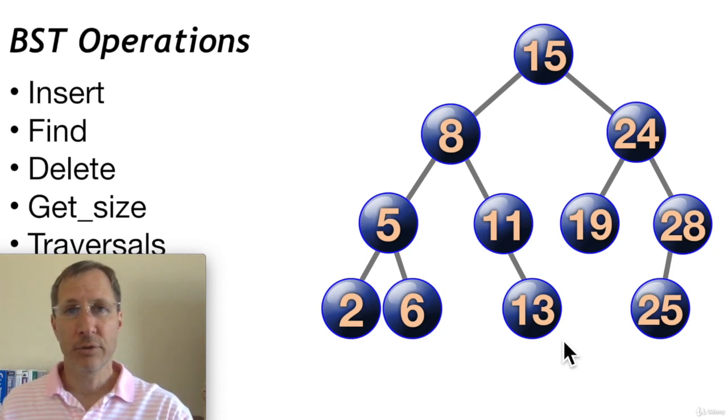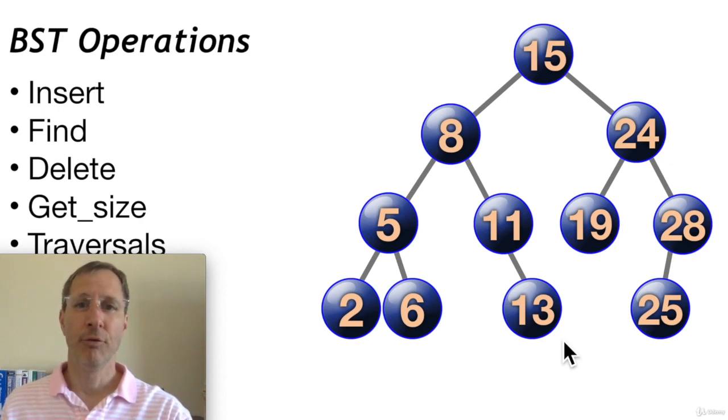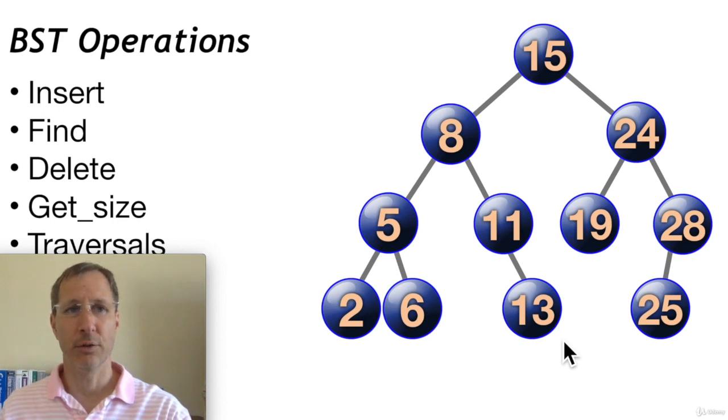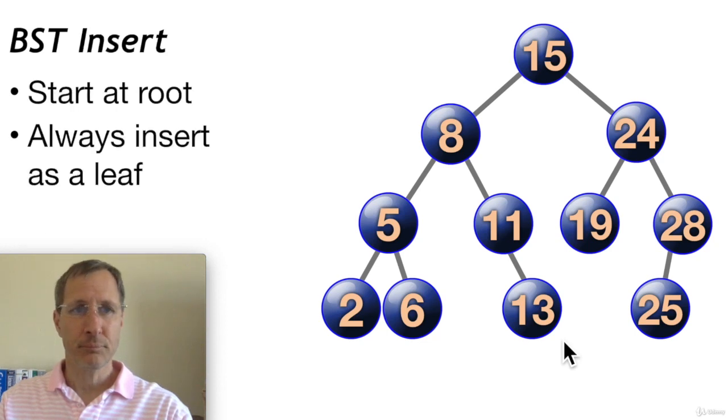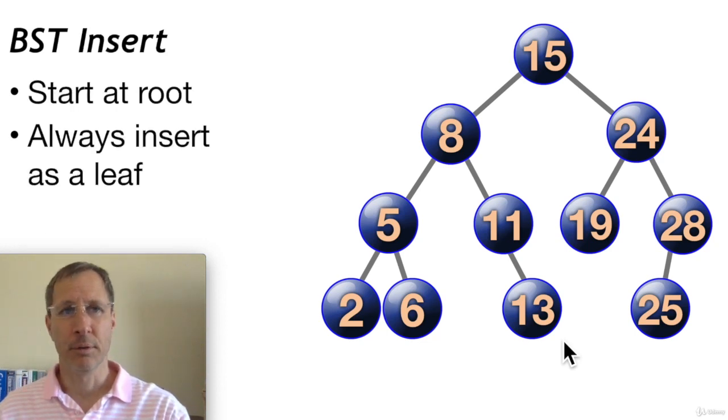Some of the standard operations that all binary search trees are going to use: insert, we want to be able to add new data to the tree. Find, we want to be able to locate data in the tree. Delete is to remove a node. Get size counts all the nodes in a tree to tell us how many pieces of data we have in a tree. And traversals, which enable us to walk through the tree node by node. And I'll show you how some of those work. First, let's look at the insert method.